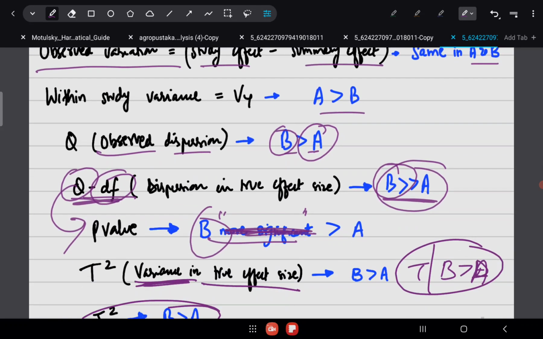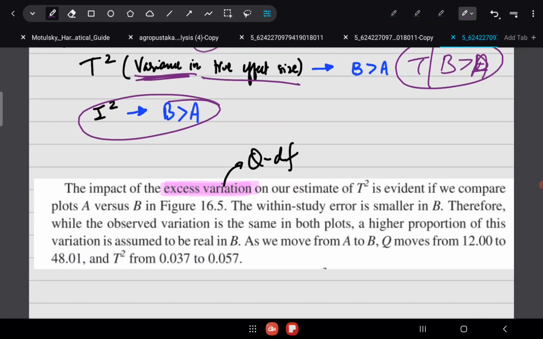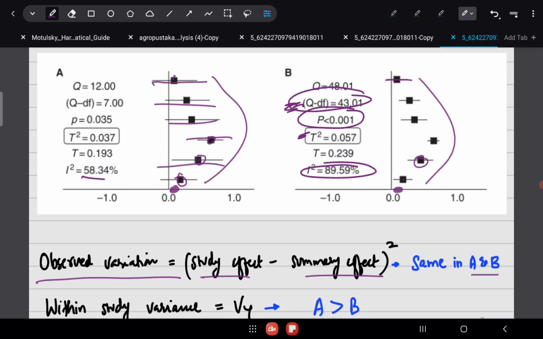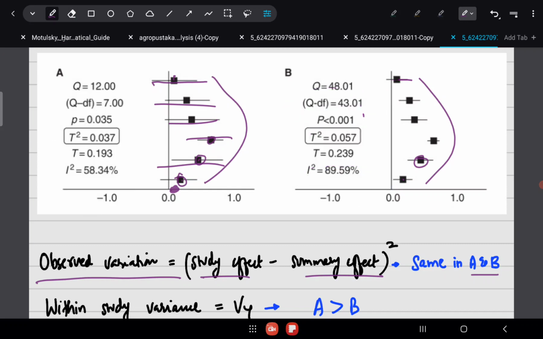Okay, if you don't understand I square, just forget about this for now. The point I wanted to make is: T square here depends on what? The conclusion is that it depends on the difference Q minus DF, and that is obvious. If you look at the formula, it is Q minus DF divided by C.